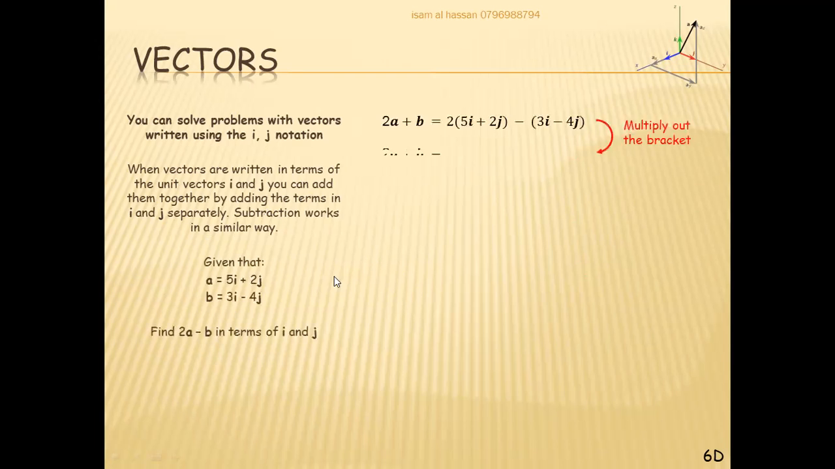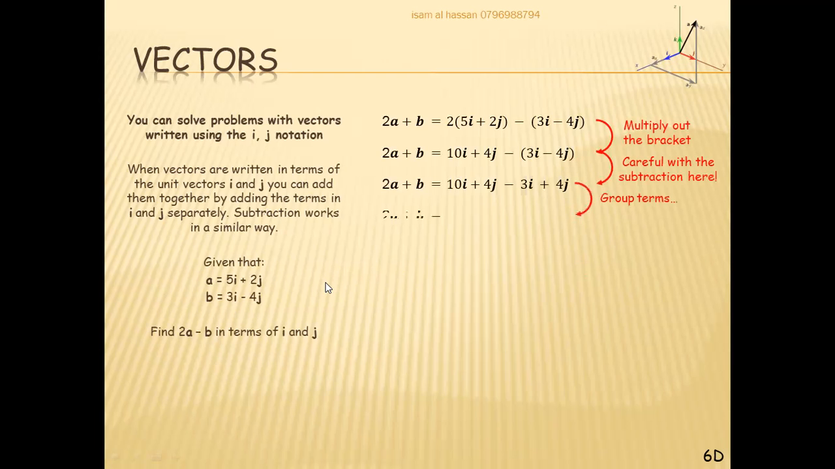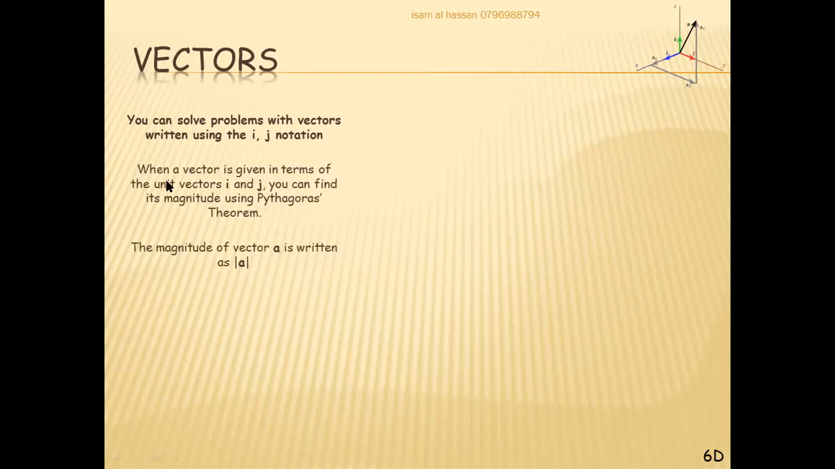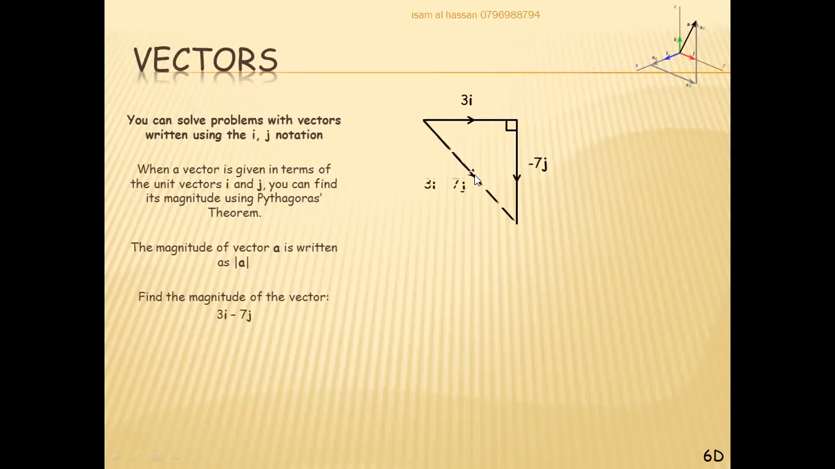This is how to find the addition and subtraction. When a vector is given in terms of the unit vectors i and j, you can find the magnitude by the Pythagoras theorem. The magnitude of this vector is the square root of 3 squared plus negative 7 squared, which is the same as Pythagoras.